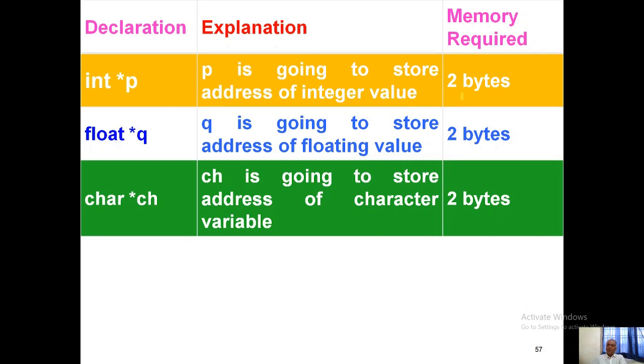How many bytes does it require? 2 bytes only. Next, float star q is going to store the address of a floating value. Even though it is a floating value, please simply remember that any pointer variable can hold 2 bytes only. Char, float, int, whatever it may be, it holds 2 bytes only.